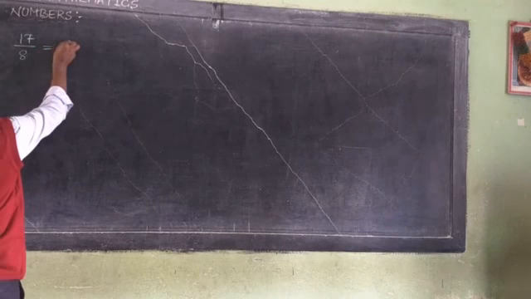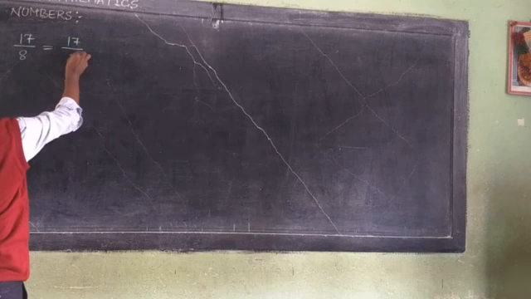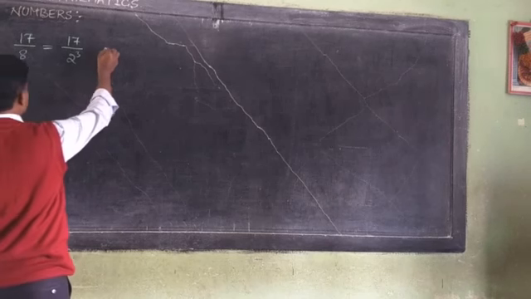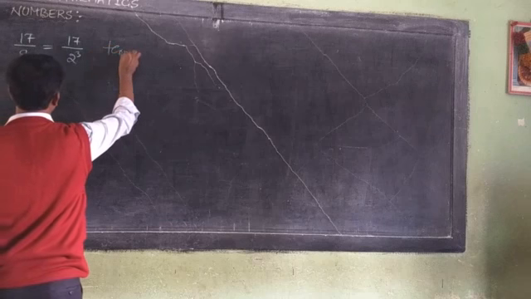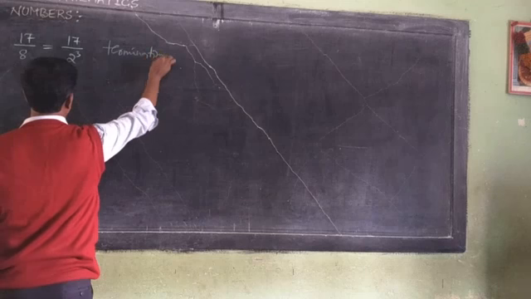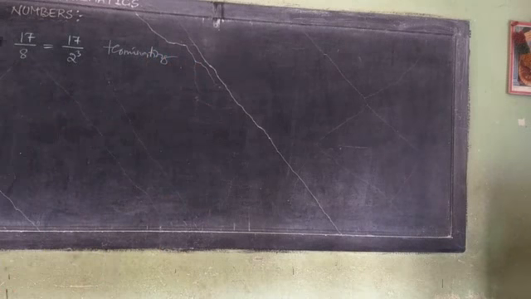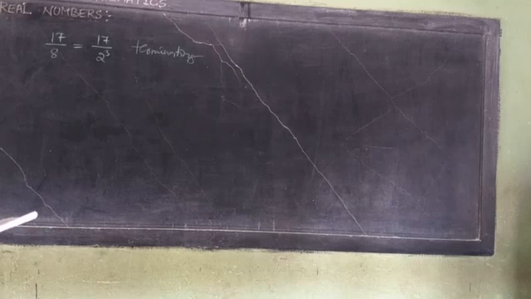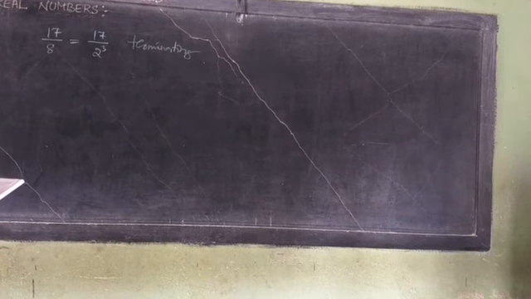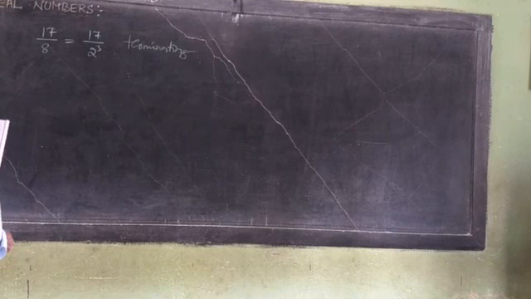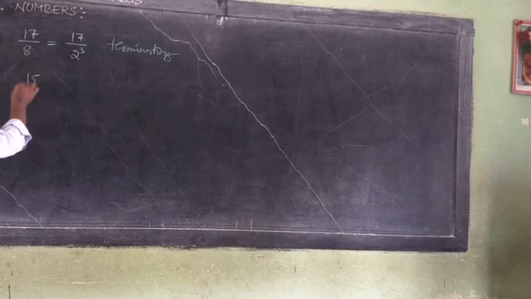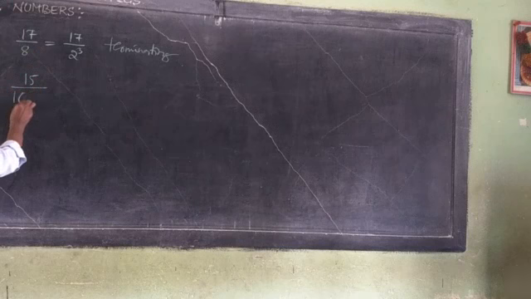Therefore 17 by 8 can be written as 17 divided by 2 cube. Now the denominator is in the power of 2. Therefore this is a terminating decimal expansion. 17 by 8 is a terminating decimal expansion. Now we will consider one more example: 15 by 1600.